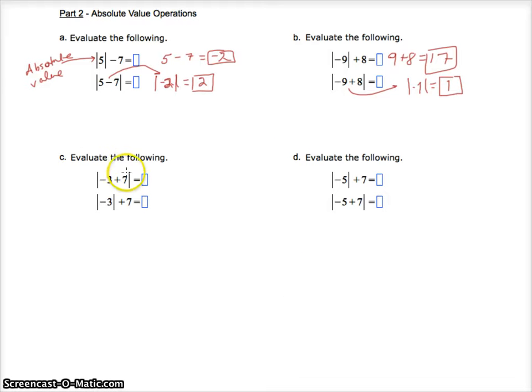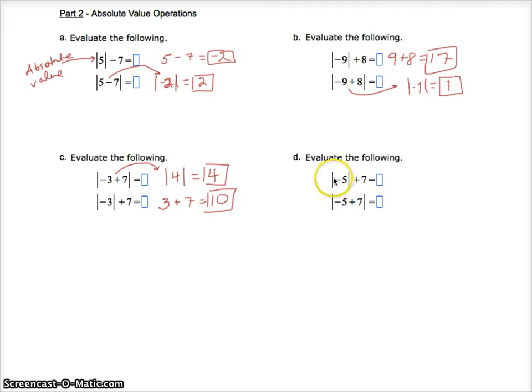Let's look at one more example before I send you off on your own. Evaluate the following. It wants the absolute value of negative 3 plus 7 first. Negative 3 plus 7 gives me positive 4, so I have the absolute value of positive 4, and that is 4. Here it says the absolute value of negative 3, plus 7. So the absolute value of negative 3 is positive 3, plus 7 equals 10. So my solutions are 4 and 10. Go ahead and practice letter D on your own.